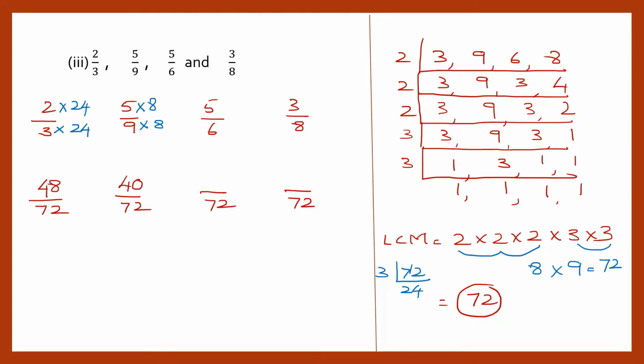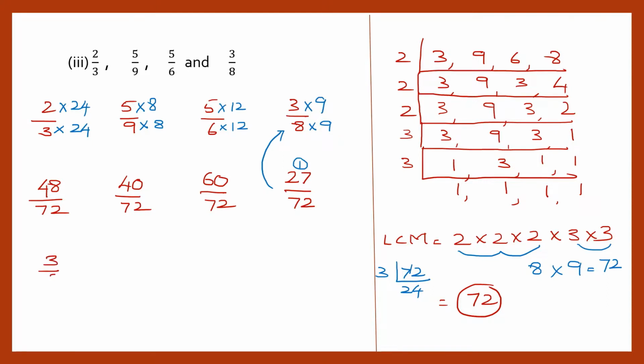Next fraction, 6 into 12. So 5 into 12, 12 5s are 60. The last fraction, 8 9s are 72. So 3 9s are 27. Okay, now let's look for the smallest number here. 27 is the smallest. So this is the smallest fraction, 3 by 8.